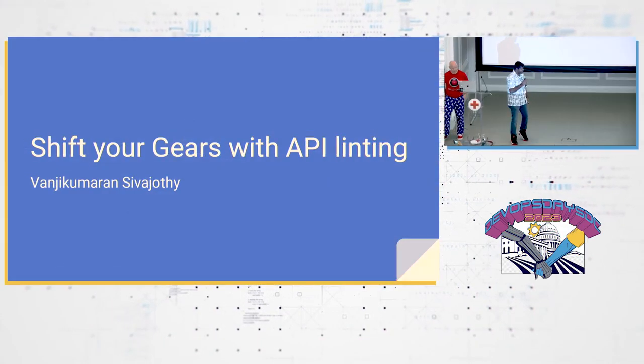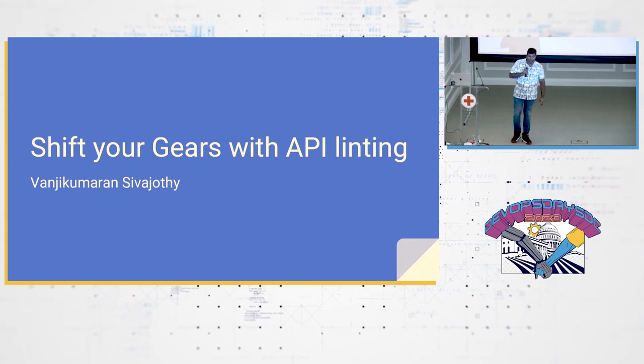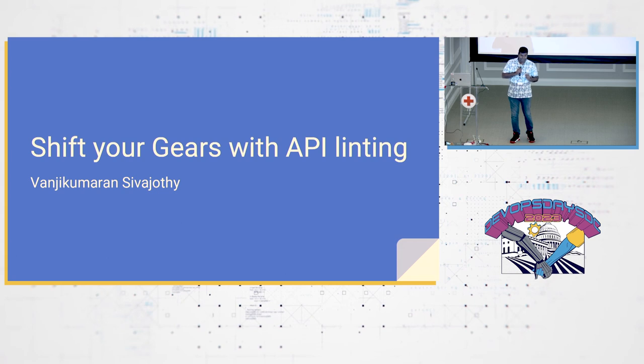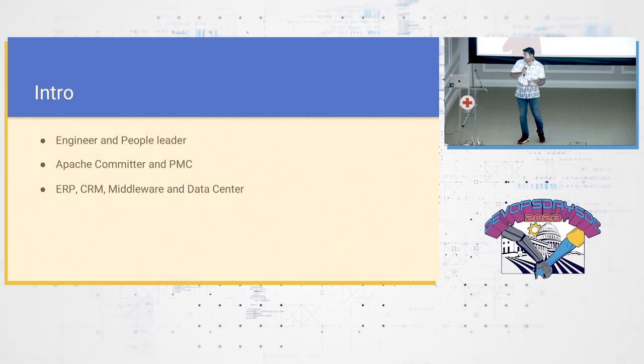The reason why I chose this talk on API linting, when I saw the logo of Washington, D.C., I thought, okay, I want to get here, all the way from San Jose. So I took a red-eye flight and reached here. And I'm one of the reasons, because they changed the timing and gave the opportunity.